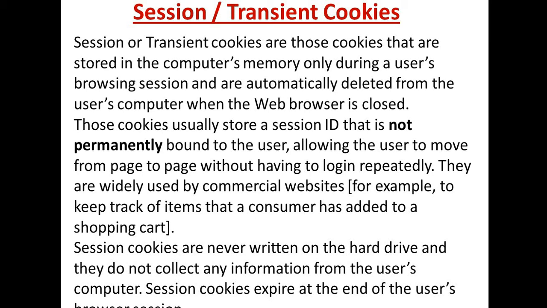Now let's see the session cookies. So what are the different types of session cookies? Session cookies, you know, the transient cookies, are those cookies that are stored in the computer's memory only during that user's browsing session and are automatically deleted from the user's computer when the web browser is closed. So you know that it will be stored in the memory. When the user completes the session, it will by default be deleted from the memory.